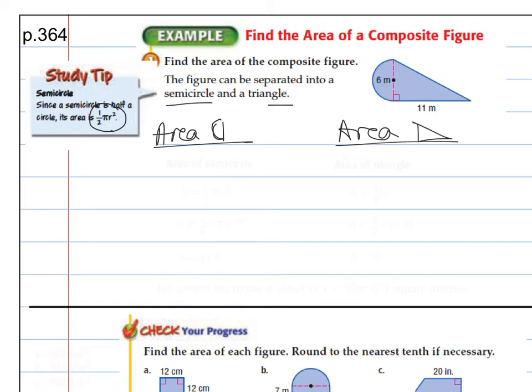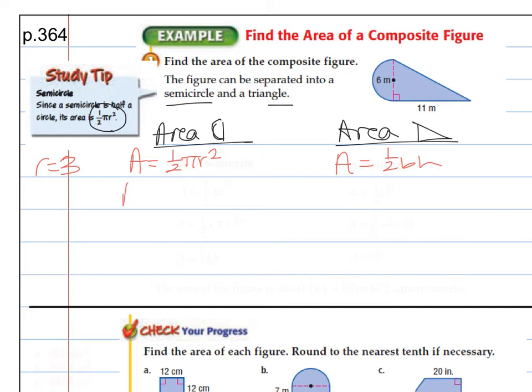The formula I need for the semicircle is area is 1/2 pi times the radius squared. And for the triangle, area is 1/2 base times height. I'm going to do one at a time now. I need to make sure I know what my parts are. It looks like I'm given the diameter. This is the full length, the diameter of the semicircle, and I need the radius. So I know that half of the diameter of 6 would be 3. So I know that the radius is 3.